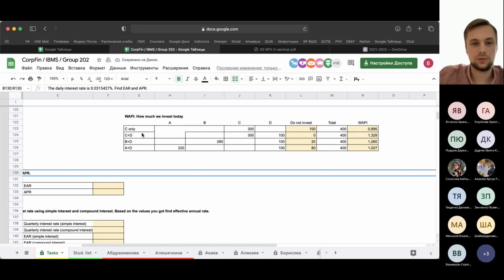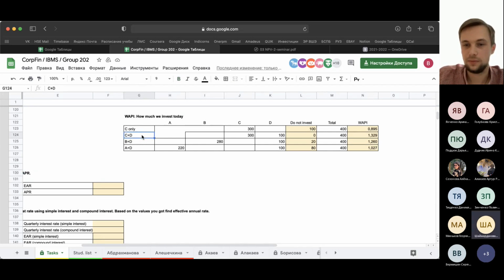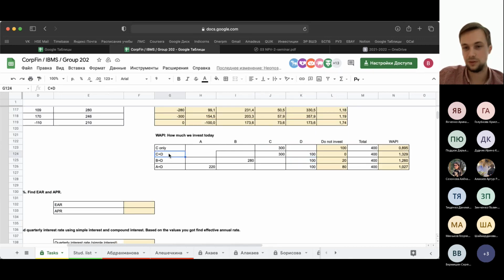Okay, so again, what about C plus D? Yes, C plus D gives us the highest weighted average profitability index. This is correct if we have 400. For example, if we have only 300, we should choose C only, because we won't have the opportunity to invest in D. So when we have 400, the best option is to invest in project C plus project D.